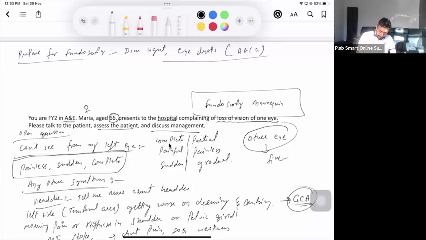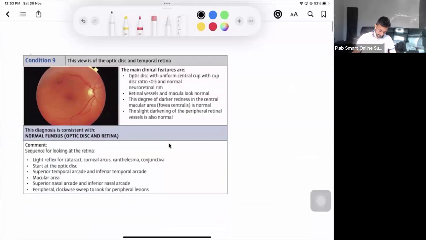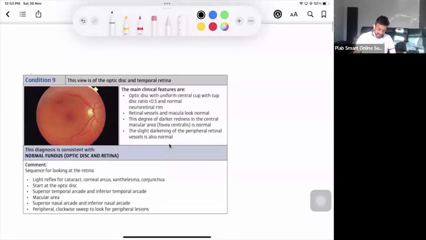Now, when you do the fundoscopy, what do you think you're going to get? The patient has loss of vision in one eye and it just happened, say, half an hour ago. What do you think you're going to see in the fundus? A 30-minute history is not going to make any changes in the fundus. You will still have a normal fundus.